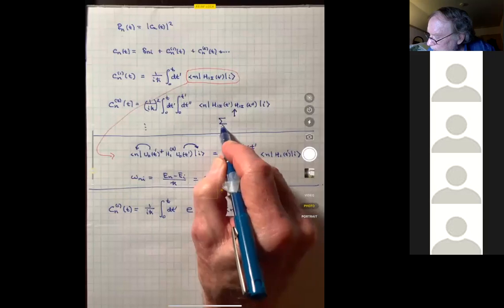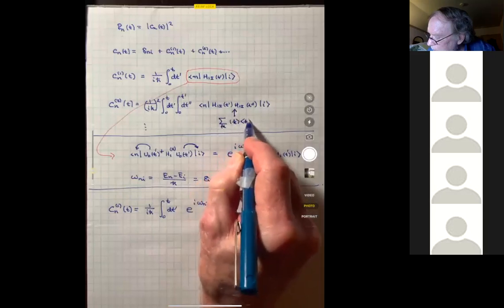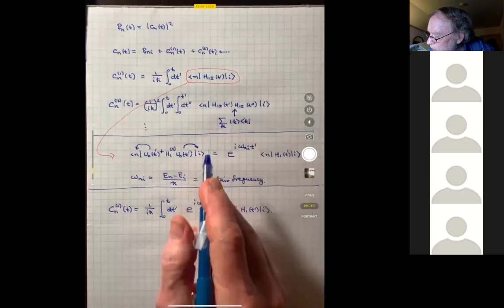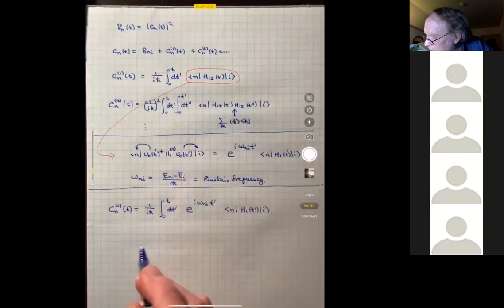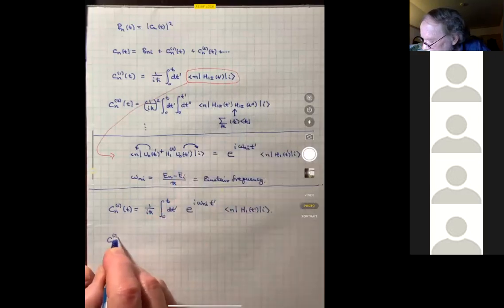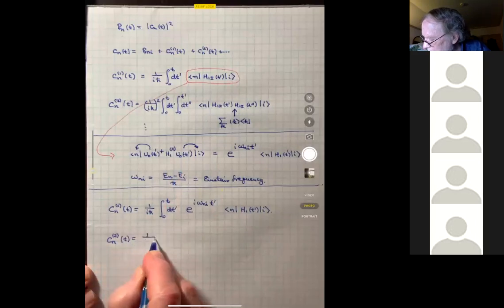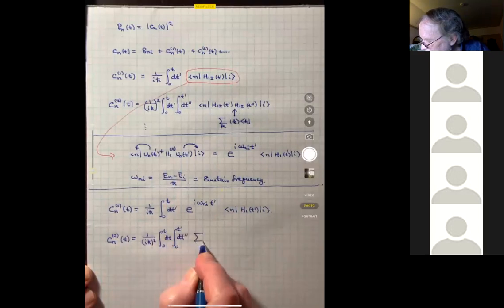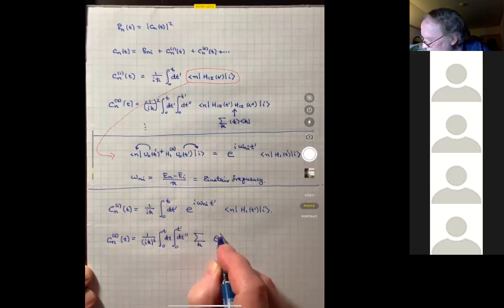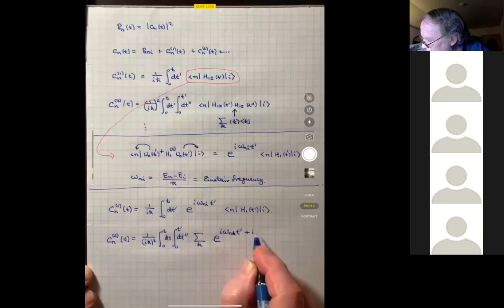between the two factors of H, which are at different values of time. And then we convert each of those from the interaction picture into the Schrodinger picture, which brings out phase factors. And if we do, then we get an expression for Cn2 of t, which is this. It's a 1 over i h bar squared. It's a double integral from 0 to t dt prime, integral from 0 to t prime of dt double prime. Then we have a sum over states k. Then we have a phase factor e to the i omega nk t prime, plus another phase e to the i omega ki t double prime.